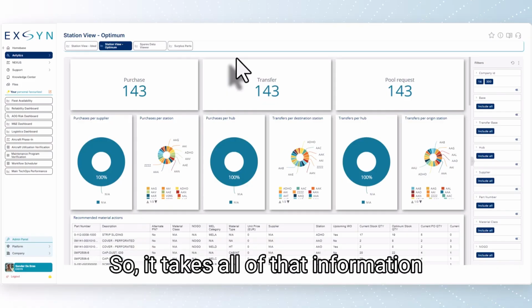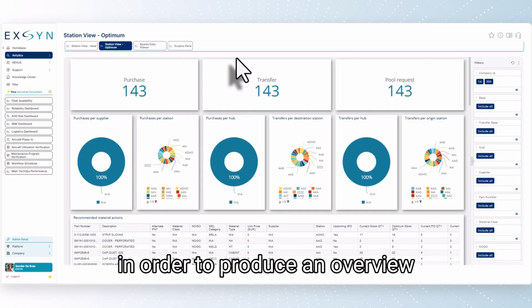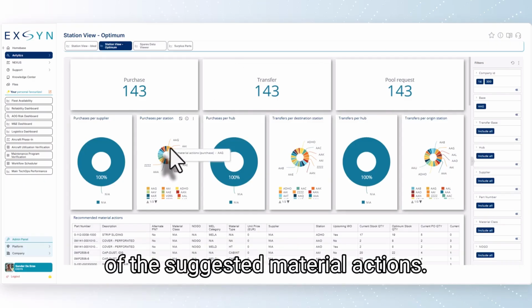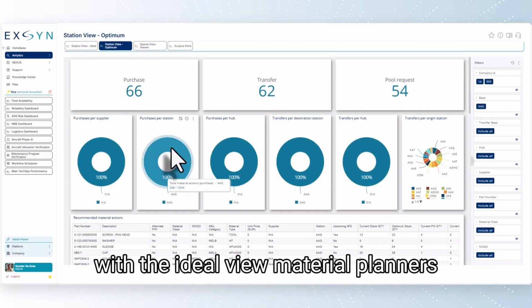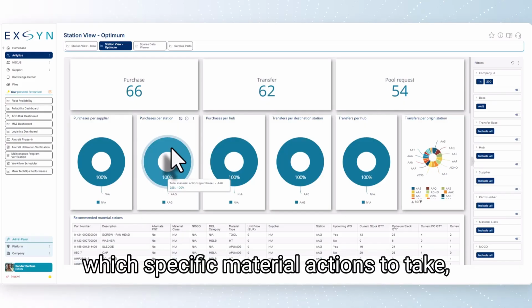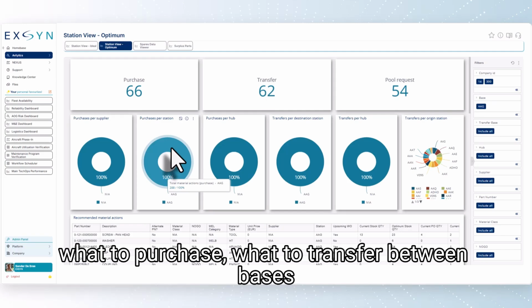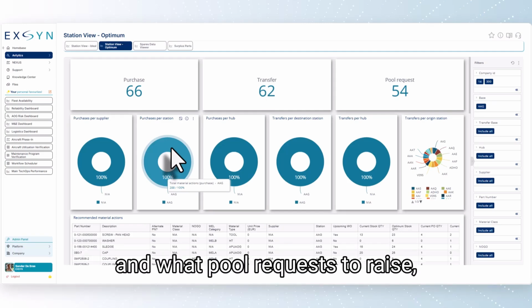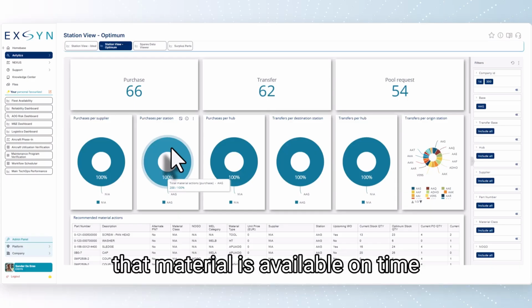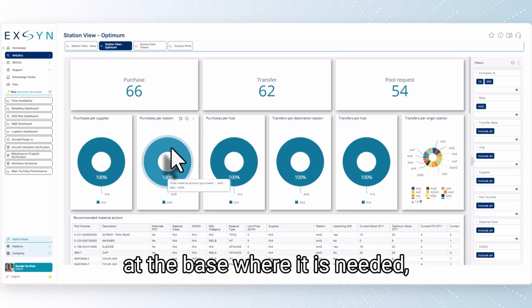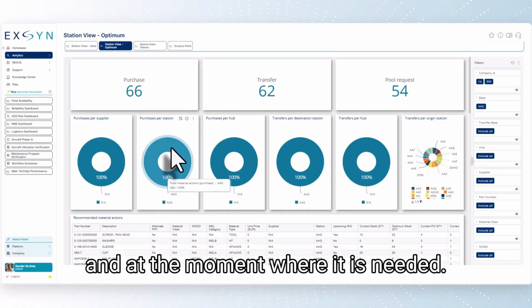So it takes all of that information in order to produce an overview for each individual base of the suggested material actions. And together with the ideal view, material planners use this to determine which specific material actions to take, what to purchase, what to transfer between bases, and what pull requests to raise in order to make sure that material is available on time at the base where it is needed, at the moment where it is needed.